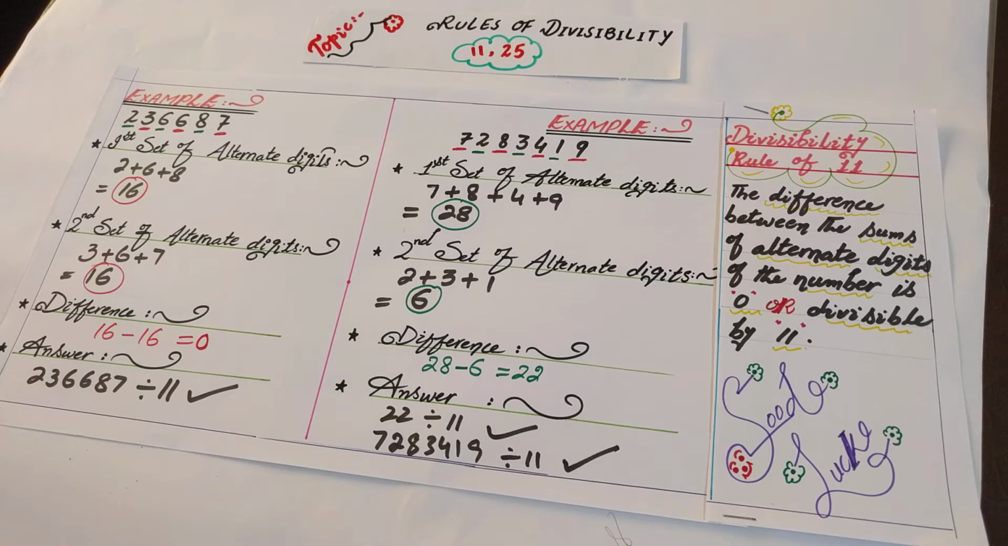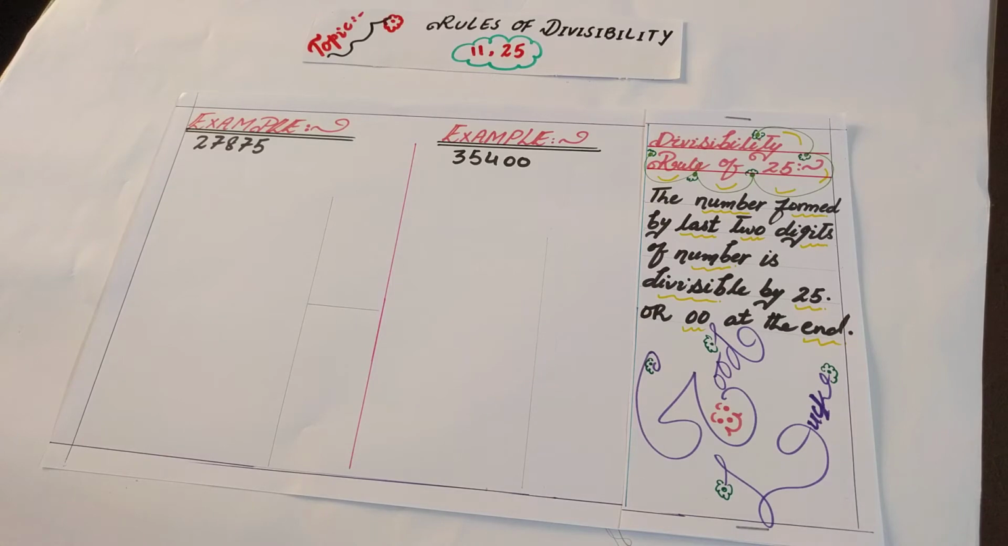Now we will start the divisibility rule of 25. What is the divisibility rule of 25? If the number formed by the last two digits of the number is divisible by 25, or there is 00 at the end, then that whole number will be divisible by 25. It means in the given number you will pick up the last two digits. If that number is divisible by 25, then that whole number will be divisible by 25.